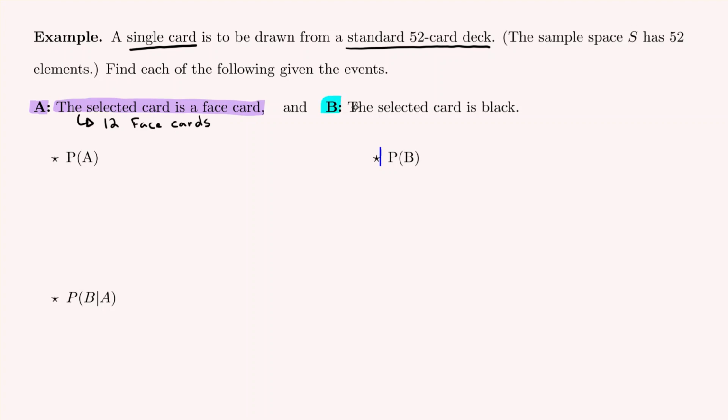Event B is that the selected card is a black card. Now we know that in a normal deck of cards, there's 2 red suits, 2 black suits. The red suits are the hearts and the diamonds. The black suits are the clubs and the spades. And in each suit, there's 13 cards. So we have our 13 spades and our 13 clubs. So altogether, there's 26 black cards in the deck.